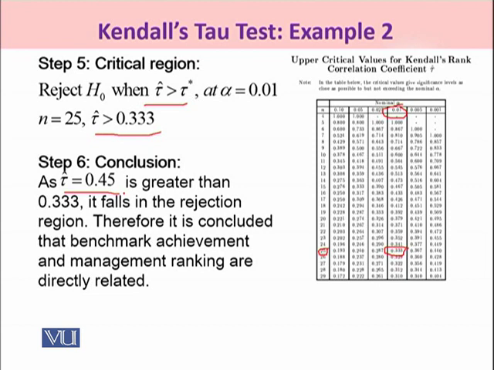So that means this calculated value very much falls in the rejection region. So we can conclude that benchmark achievement and management rankings are directly related by rejecting the null hypothesis, because we have sufficient evidence to reject the null hypothesis against our alternative hypothesis.